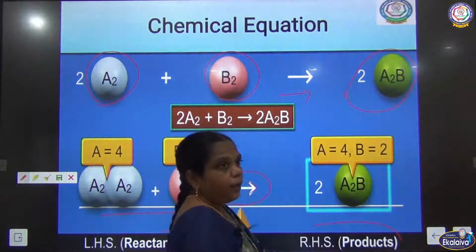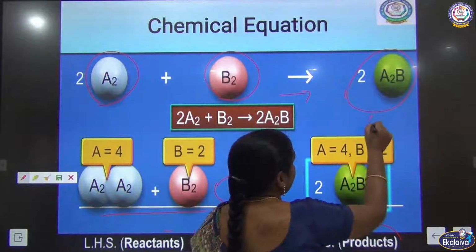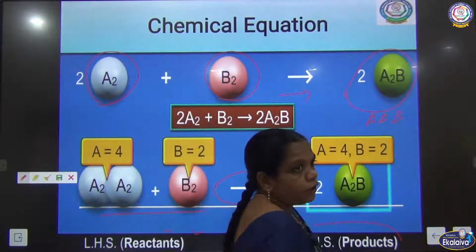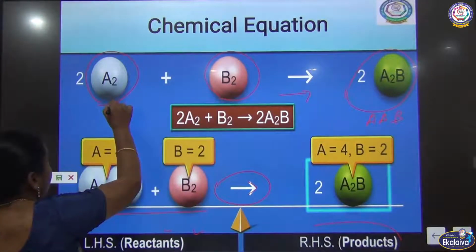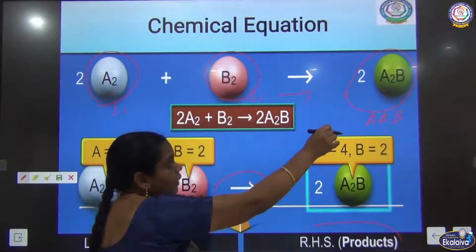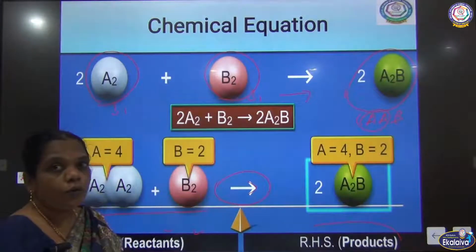So here there are only two reactants, A2 and B2, to give the new substance A2B. A2B means what? How many A's are there? 2A and 1B. So in this reaction only 1A is reacting and 1B is reacting. In the new substance, how many A is going to form? 2A is going to form.